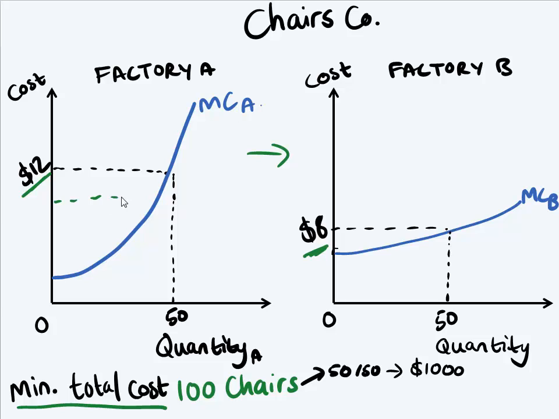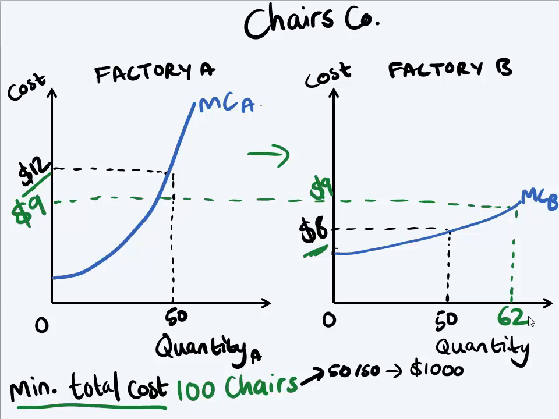So if I move it over here, until my marginal costs are even, let's say $9. This is also $9. Now I'm producing a lot at Factory B. This is 62. And I'm producing little at Factory A, let's say this 38. Then I will minimize my total costs.